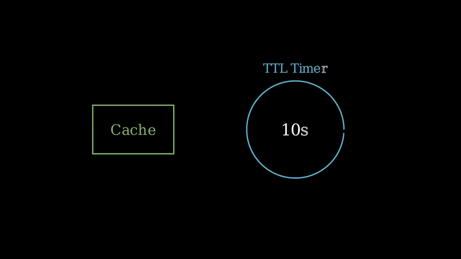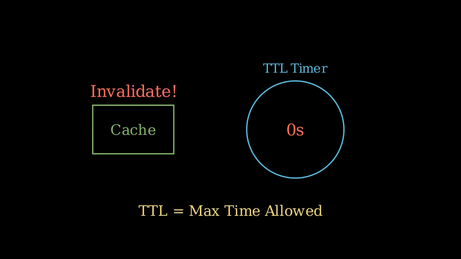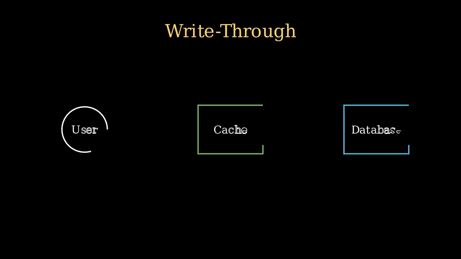It is a trade-off between the accuracy of your information and the latency, or the time it takes to retrieve it. One common solution is a time to live, or TTL timer. This is the maximum time allowed for a cached item to exist before it is considered expired. Once that timer hits 0, your system invalidates the data, forcing a fresh update.